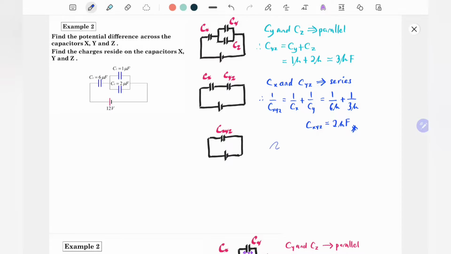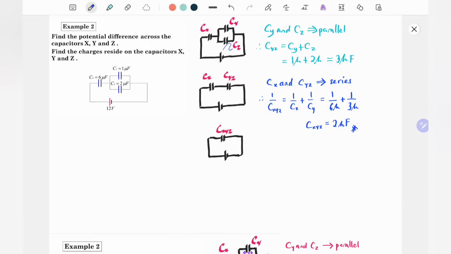Okay, let's start, to calculate the equivalent capacitance. There are three capacitors, X, Y, and Z. Y and Z are arranged in parallel, while Y and Z together are arranged in series with X. So how do we calculate the equivalent capacitance or total capacitance? First, we combine Y and Z into one, like this. Y and Z are arranged in parallel.